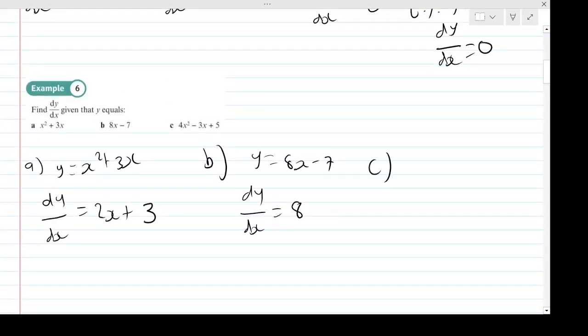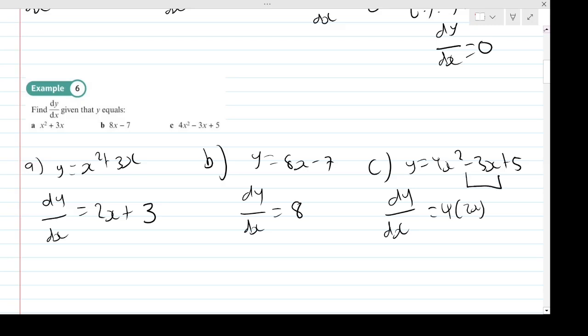Part C, we have y is 4x squared minus 3x plus 5. So the derivative: 4x squared, we're going to have 4 times, then if we differentiate the x squared, that goes to 2x. Then if we differentiate minus 3x, that goes to minus 3. And then if we differentiate the 5, that's nothing, so it's plus 0, but we don't need to include that. So for final simplification, 4 times 2x goes to 8x, and then minus 3. And there we are.